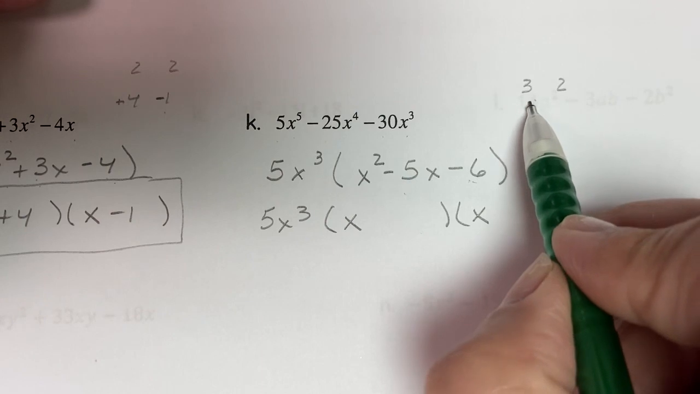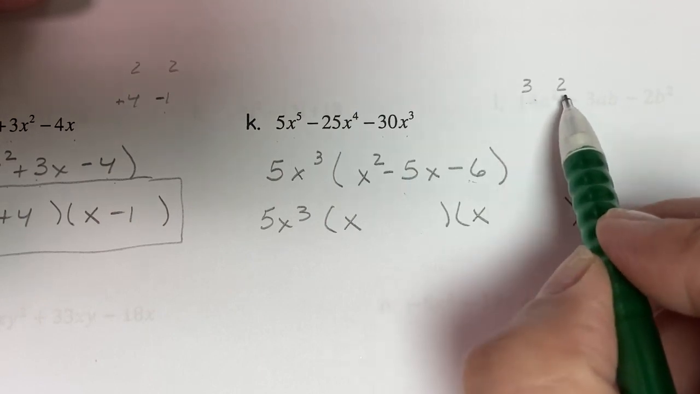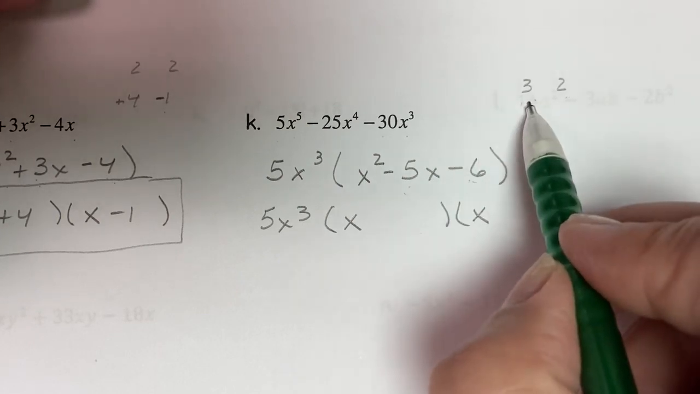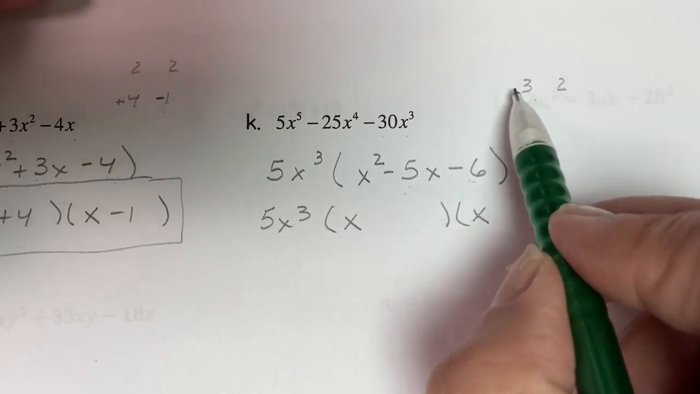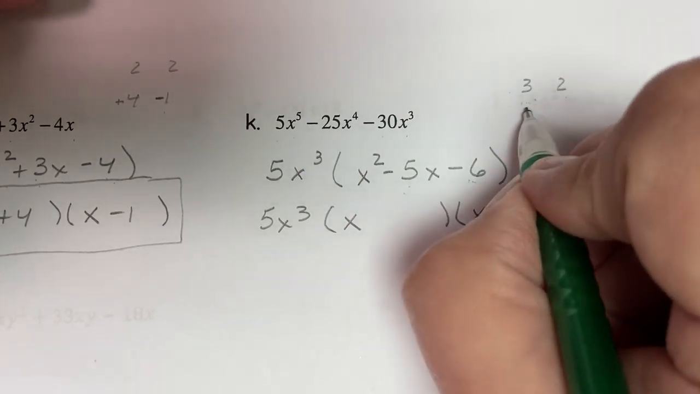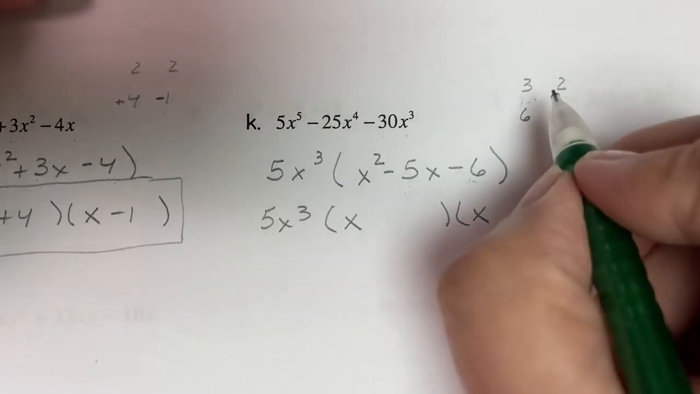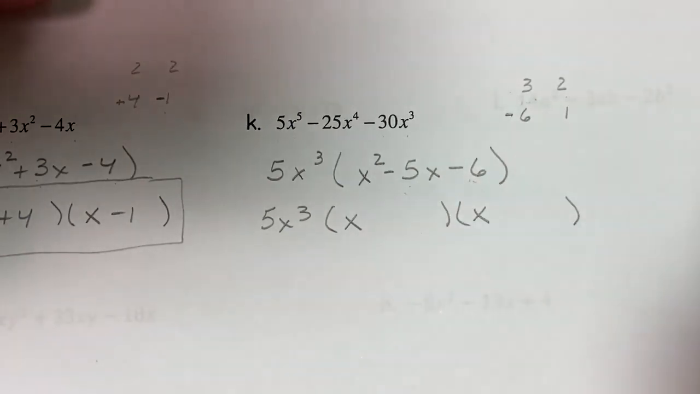So would these be able to add together to get negative 5 if only one of them was negative? No. That would give me either a 1 or a negative 1. So my combination has to be a 6 and a 1. And if they're going to add together to get negative 5, that means the 6 has to be negative and the 1 has to be positive.